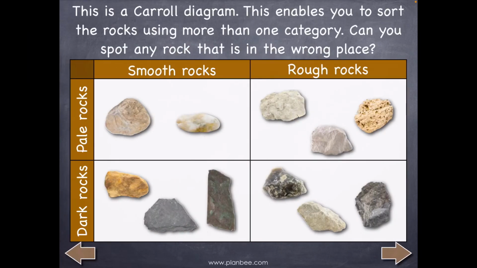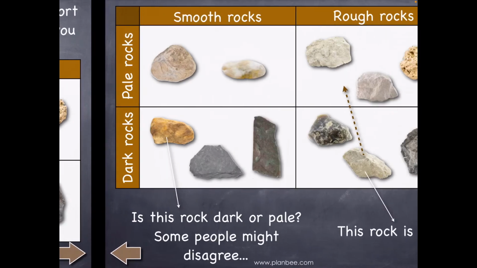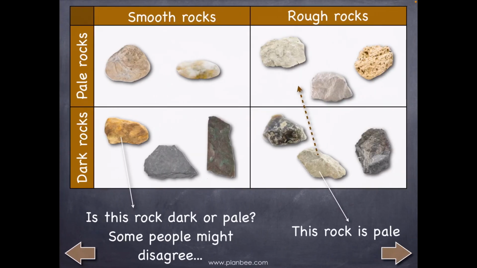This is a Carroll diagram. This enables you to sort the rocks using more than one category, more than one characteristic. Can you spot any rocks that are in the wrong place? Pause the video and see if you can see a rock that is not in the correct place. If you identified these two rocks as belonging to the pale group, then well spotted. The yellow rock on the left, do you think that is pale or dark?